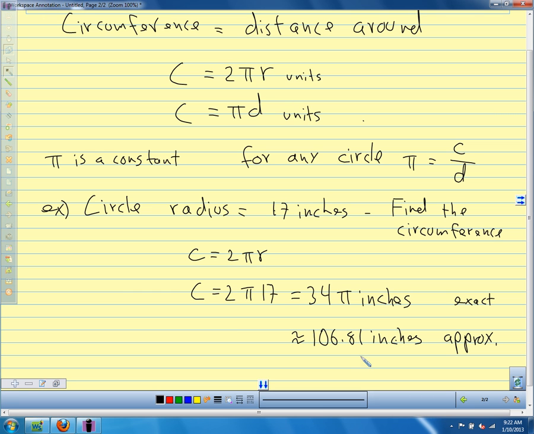Questions on that example? Yeah, the problem will say give an exact answer or round your answer to 2 decimals. If it doesn't tell you, then I would take either one. Okay?